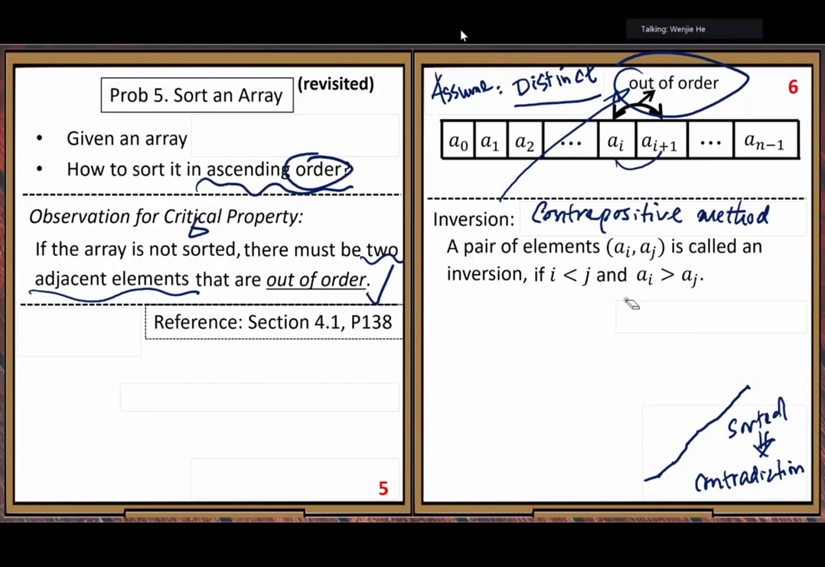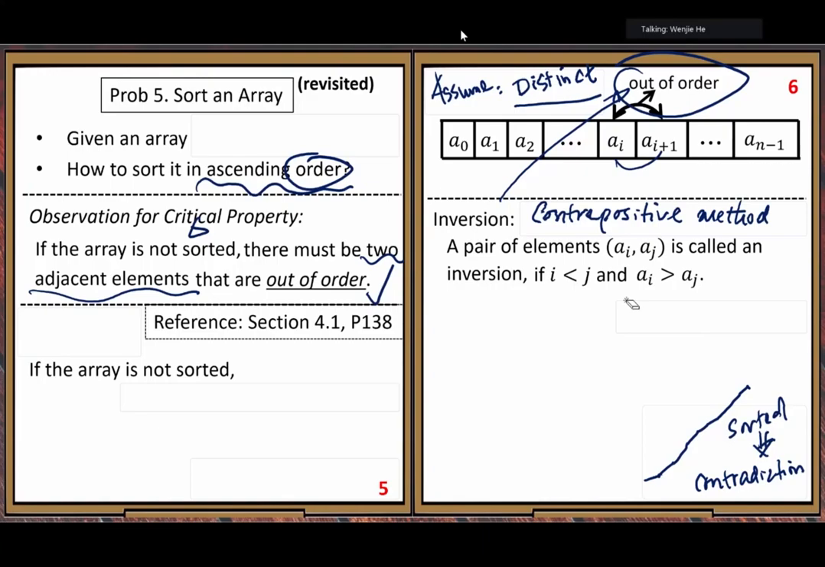How do you fix one inversion? By a simple operation, a swap operation. Just swap. You fix it. That's simple. By swap. Now, after the preparation, we are ready to solve the problem.